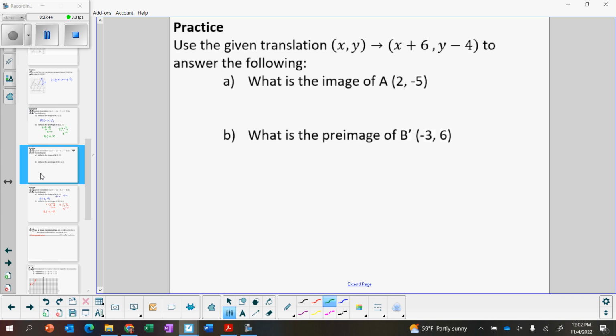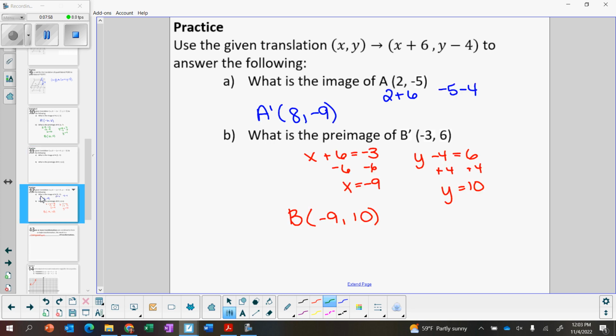So go ahead, give this one a try, pause, and when you're ready to see your answer, hit play. All right, so the image of A would be (8, -9), and the pre-image of B prime would have been B was (-9, 10).